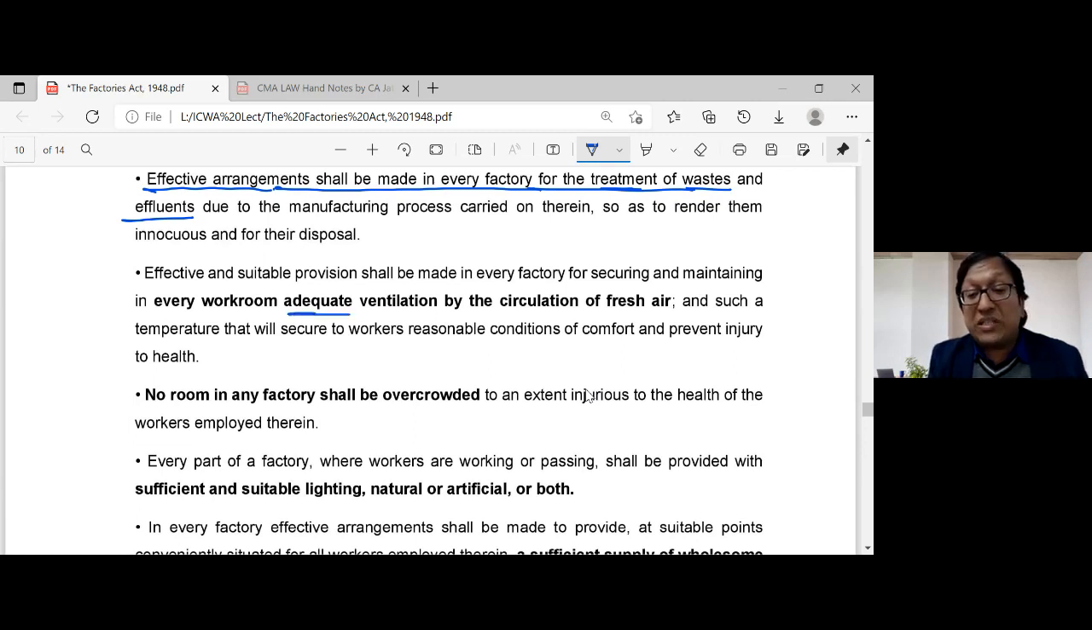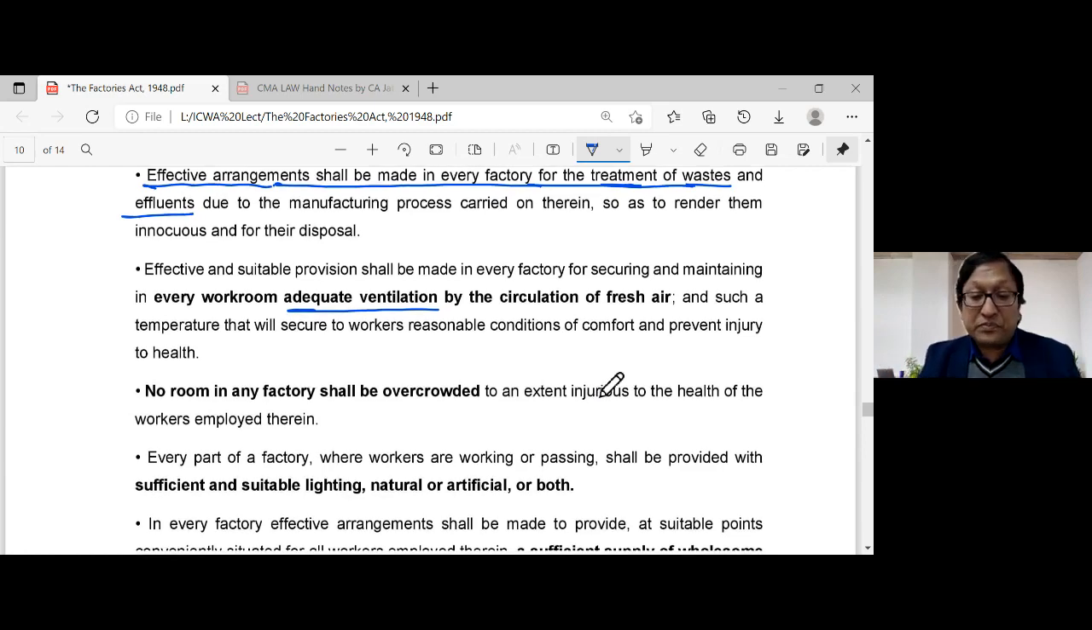adequate ventilation, because workers are working there. They are spending most of their time there, working 8 hours, 9 hours in the premises. You must have proper ventilation over there. There should be a proper ceiling over them; they should not work in the open or under direct sunlight. Such a temperature should be maintained that is reasonable for them to work under those conditions.